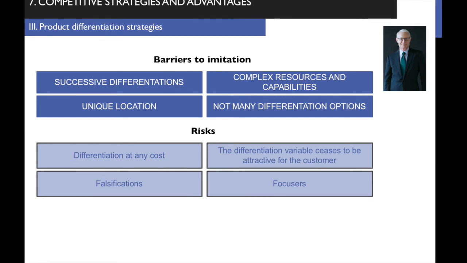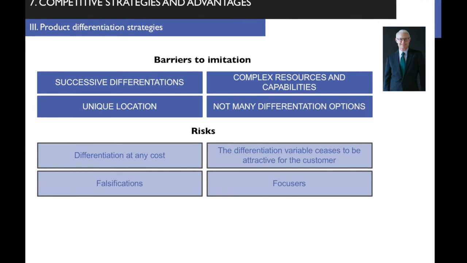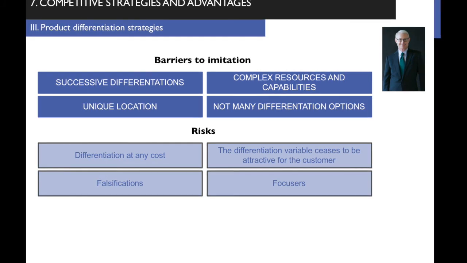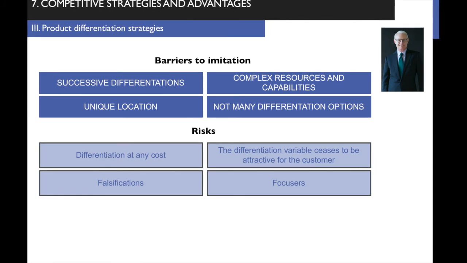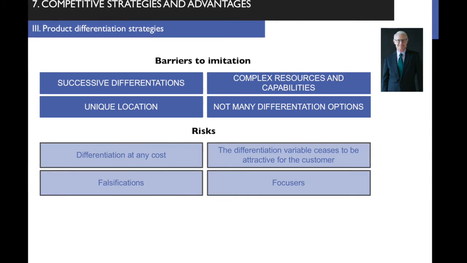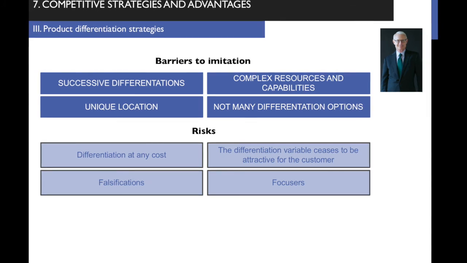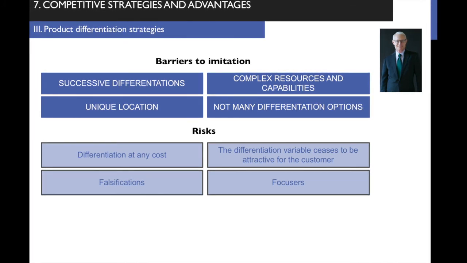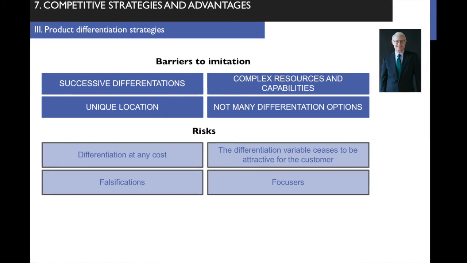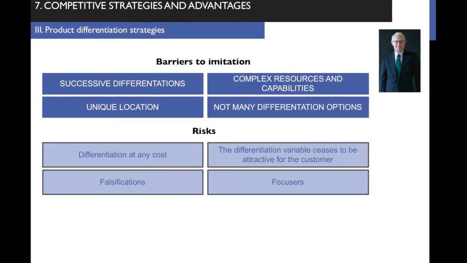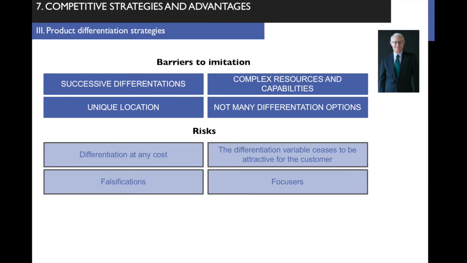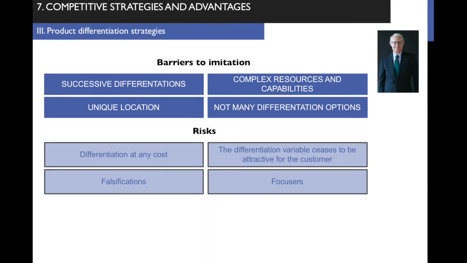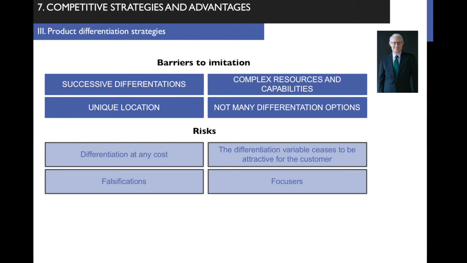Then, sometimes the differentiation variable we are using ceases to be attractive for the customer. Well, this is typical of the fashion industry. There are fashion brands that have been trendy in the past, but one day they ceased to be trendy. So people didn't appreciate them anymore, and it was nearly impossible to reposition them on top.